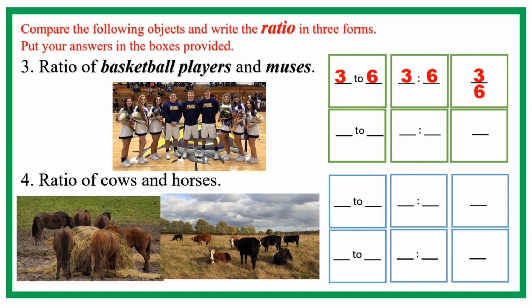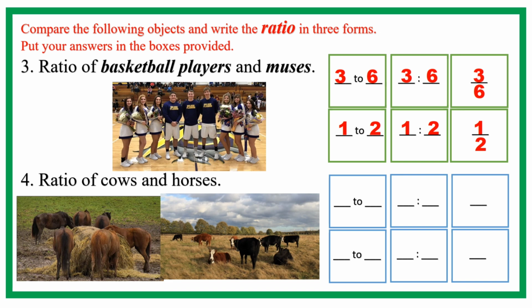That's it. And since it is a fraction, if we can simplify it, we must simplify it. How are we going to do that? Let's divide by the greatest common factor, which is 3, which gives us 1 to 2, or 1 over 2. For every 1 basketball player, we have 2 mascots. That's it.